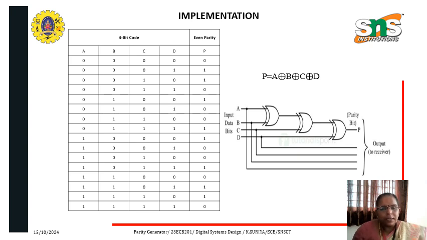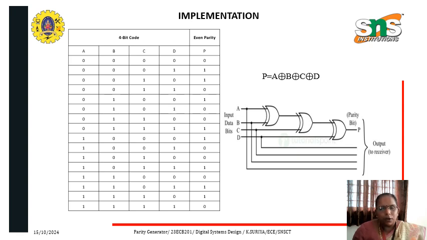When we consider the second case 0, 0, 0, 1, the number of ones is odd here. So when we add a parity bit as 1 here, we'll be getting two ones and it will become an even parity. So the output of the even parity generator will be 1 in this case. Like that, for each and every code we will be finding out the even parity bit.